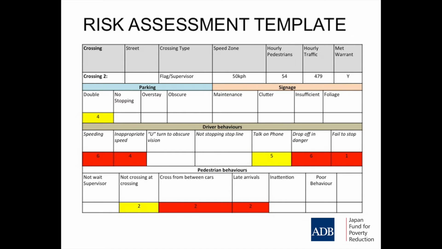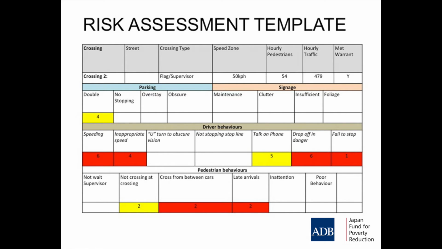Then you have a look at behaviours. What's the parking behaviour? Has anybody been double parking? Have they parked in a no stopping zone? Have they overstayed the parking? Are they obscuring the children's view or the driver's view of the children? All those are parking problems. You would have a look at the signage at the site. Is it well maintained? Is there too much clutter? Is the signing insufficient? Do drivers not know what the speed zone is? Is foliage covering the sign so people can't see?